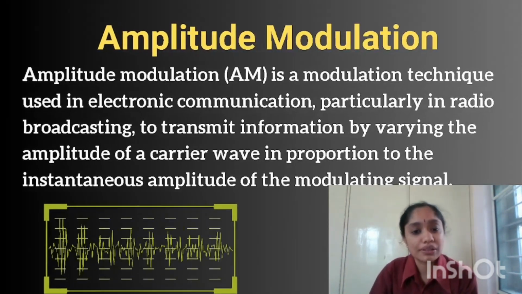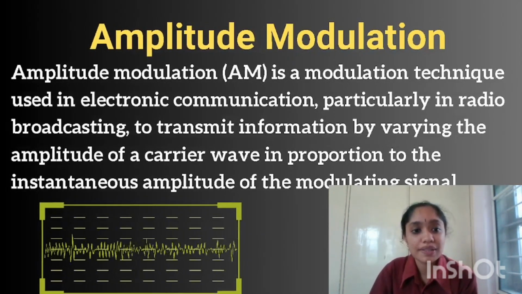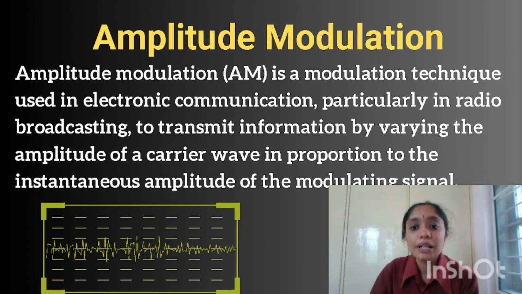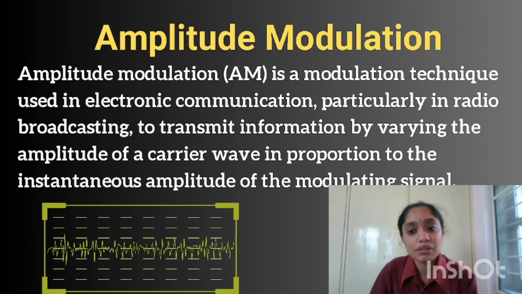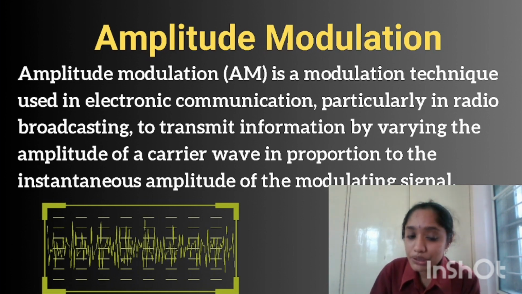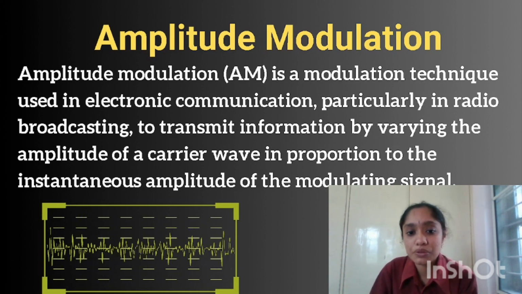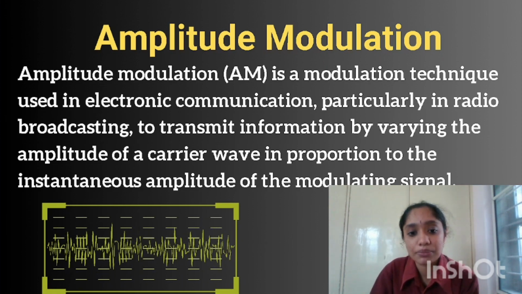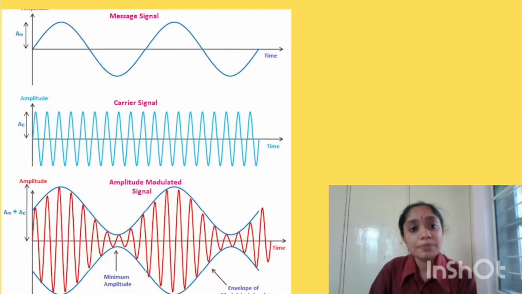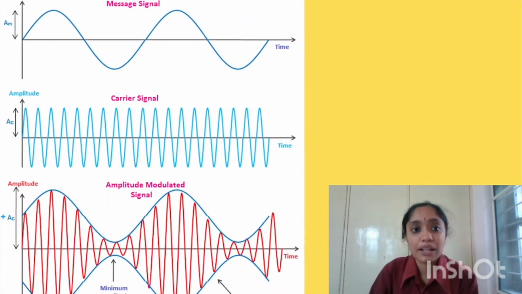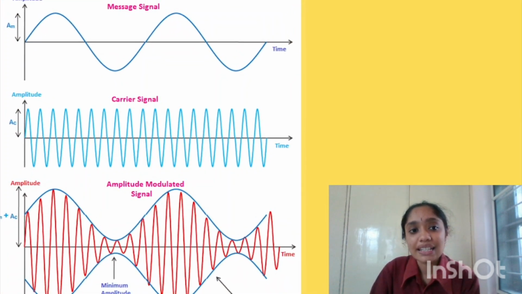Amplitude modulation is a modulation technique used in electronic communication, particularly in radio broadcasting, to transmit information by varying the amplitude of a carrier wave in proportion to the instantaneous amplitude of the modulating signal. Here is the pictorial representation of the amplitude signal. It contains message signal, carrier signal, and amplitude modulating signal.